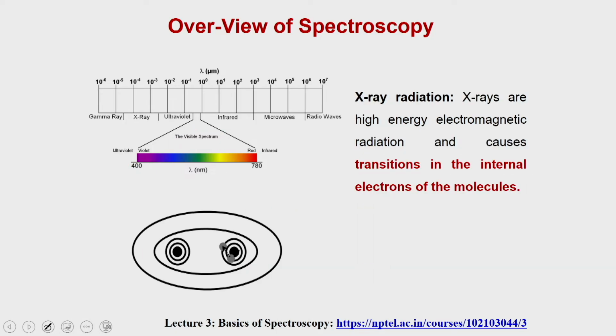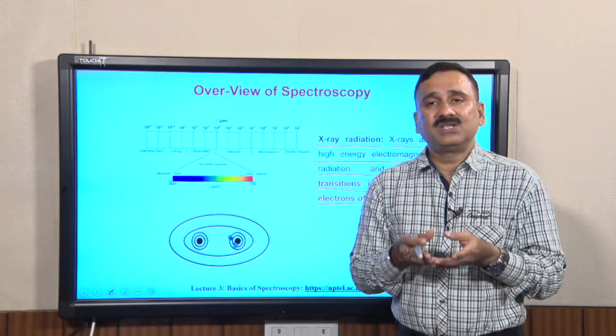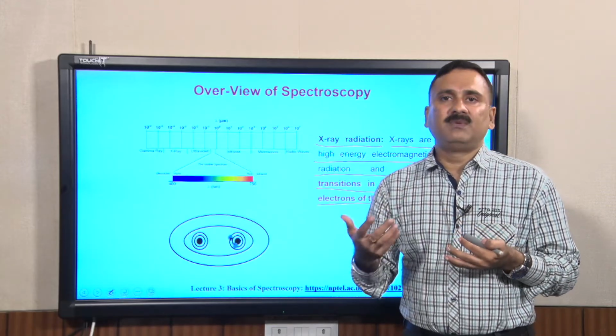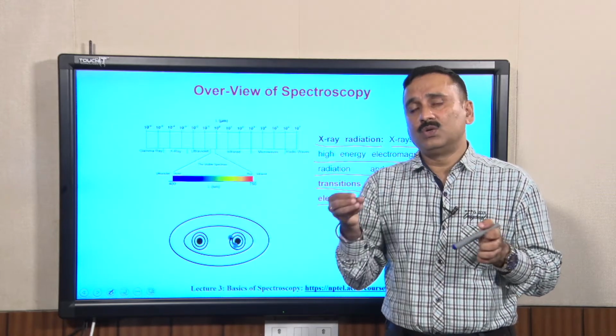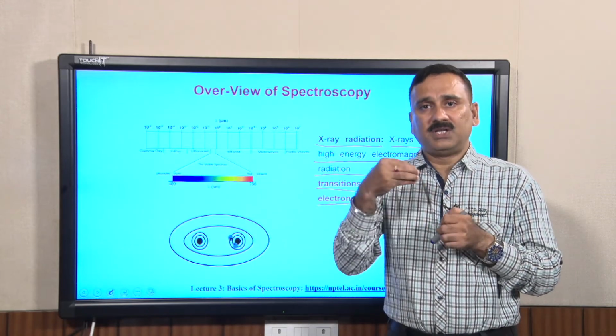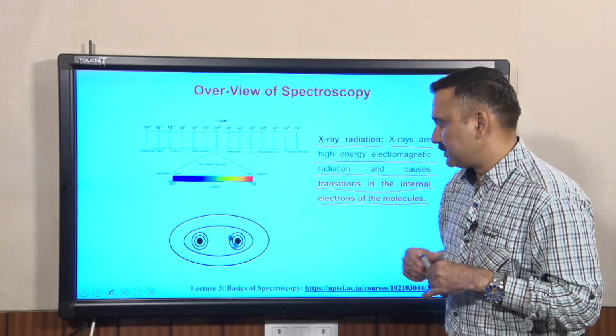Then it comes to the X-ray radiations. X-rays are very high energy electromagnetic radiations and they cause transition in the internal electrons of the molecule, which means the electrons present within the atom and not in the valence shell. Those are the electrons which are going to receive the X-ray radiations, and that is how they give the transitions and can be mapped using the X-ray radiations.